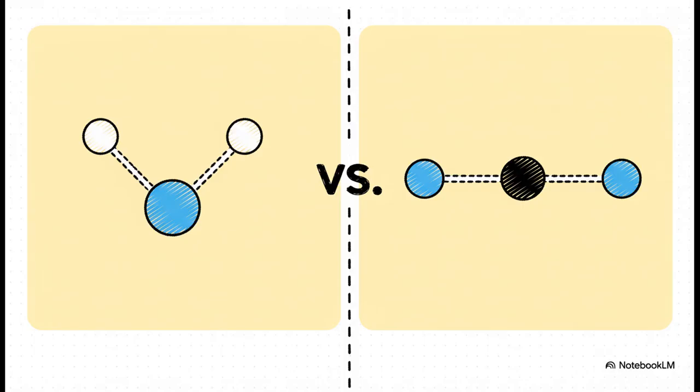Now check this out. This is where it gets really interesting. On one side, you have water, H2O. On the other, carbon dioxide, CO2. Both are made of just 3 atoms. And yet, look at them. Water has this funky bent shape, while carbon dioxide is just a perfectly straight line. So, same number of pieces, but a completely different final product. What is going on here?